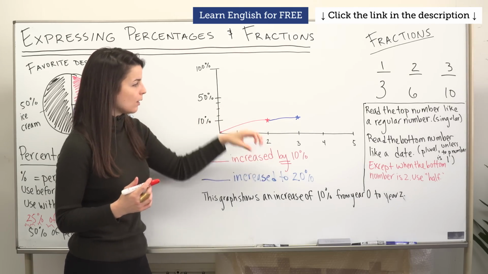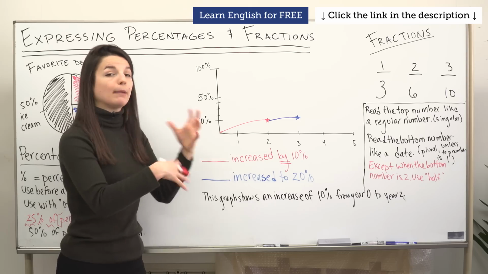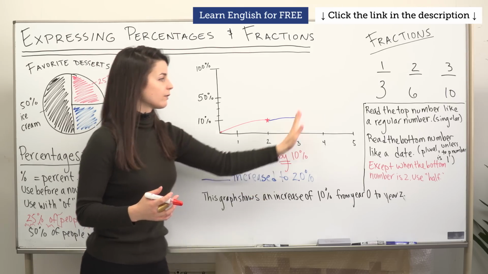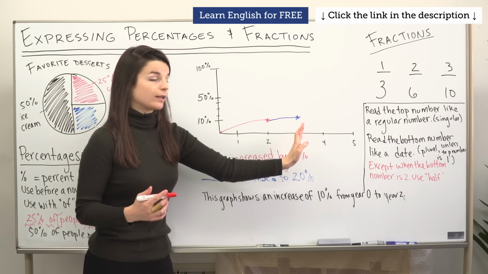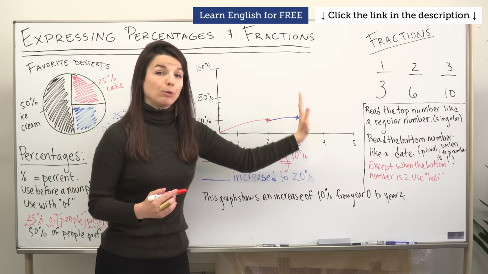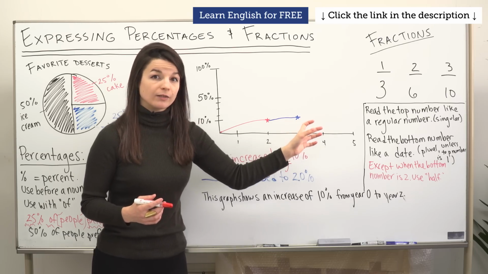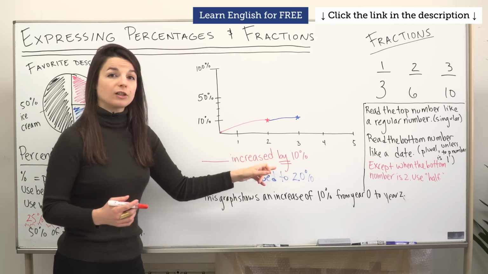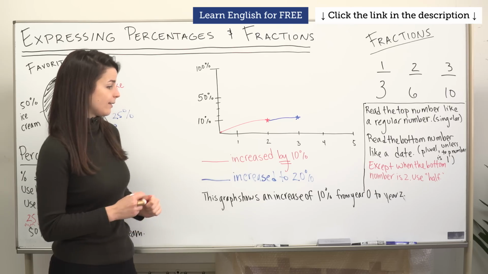So please be careful. "By" shows us the amount of increase. "To" refers to the end point of that increase. So in other words, what is sort of the last data point for that time period, for example. So please be careful of your preposition choice in this sentence.